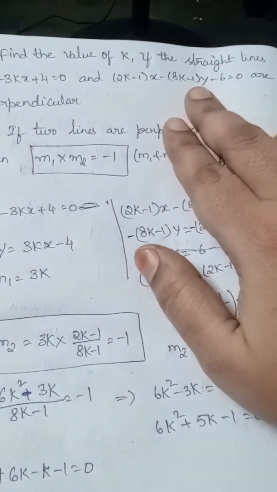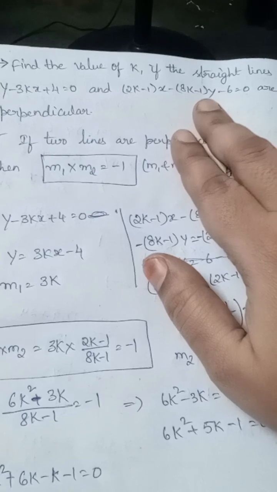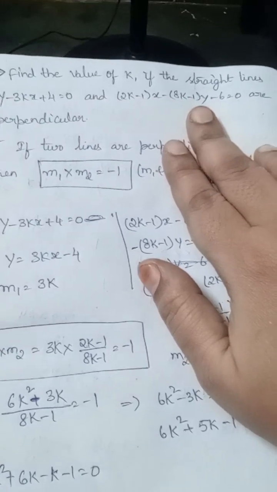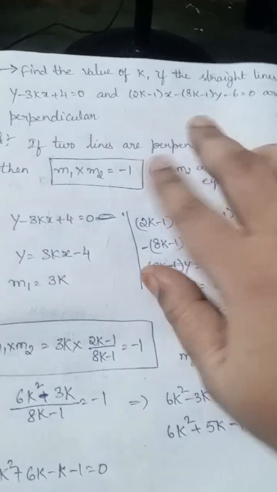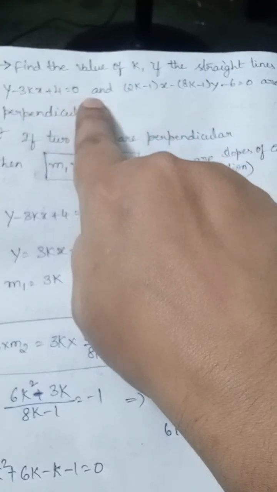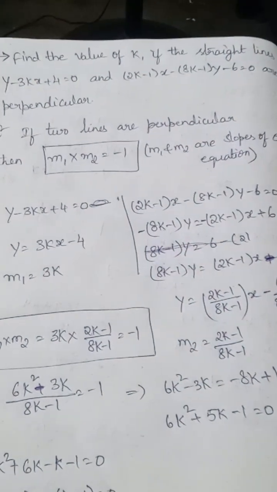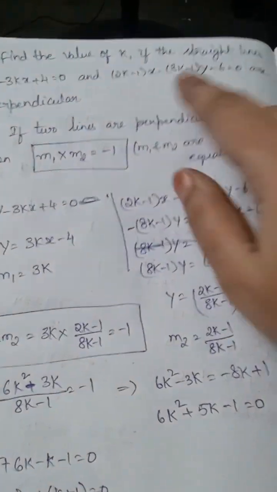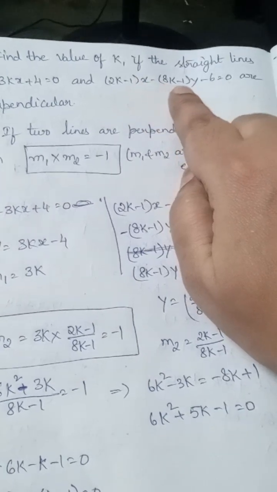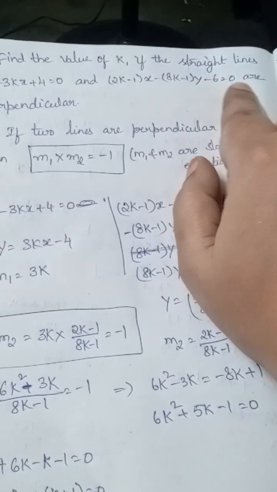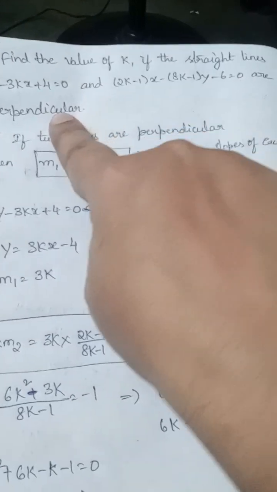In this video, I am going to solve a problem in straight lines. So, what is the question? Find the value of k if the straight lines y minus 3kx plus 4 equal to 0 and (2k minus 1)x minus (8k minus 1)y minus 6 equal to 0 are perpendicular.